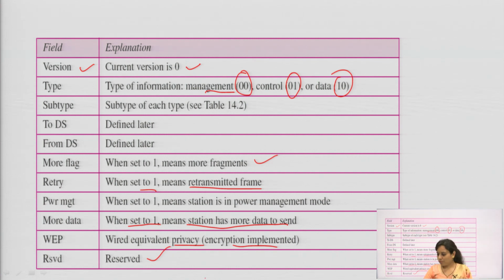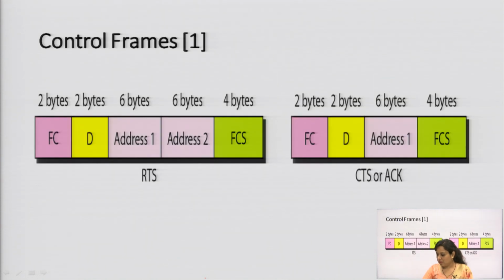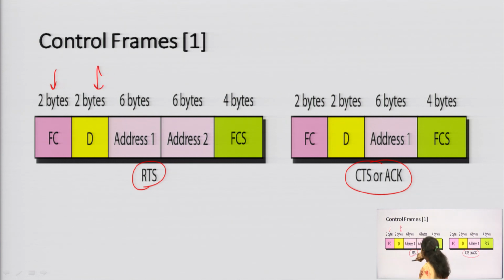So, this is the case for the particular frame that has been discussed here. Now, next are the control frames. The control frames are RTS, that is request to send, and CTS, clear to send, or acknowledgement. In the case of RTS, you can see that 2 bytes of information, that is 16 bits, are used for the FC. Then address 1 and address 2 are used respectively, and 4 bytes are used for the frame check sequence.